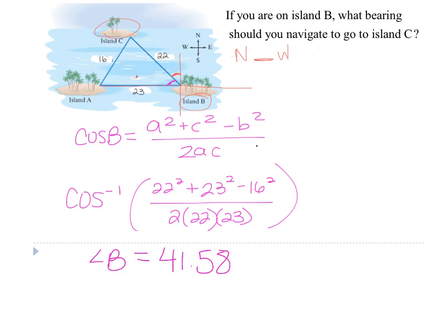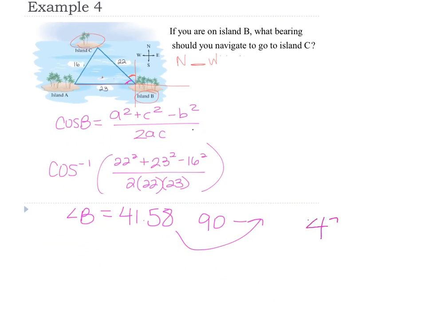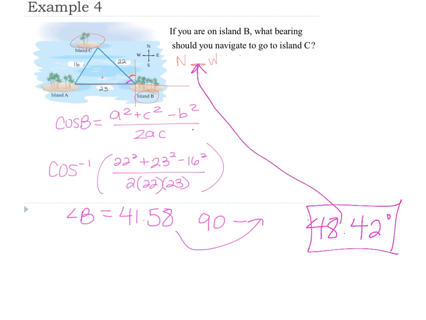And I get the angle inside 41.58 degrees, which means that the angle on the outside, if I did 90 minus that, would be 48.42 degrees. And again, it should tell you, like, maybe round it to nearest 10th or 100th, whatever it is. That's the degree that goes in between the north and west. So don't forget, if it says bearing, you do need direction.